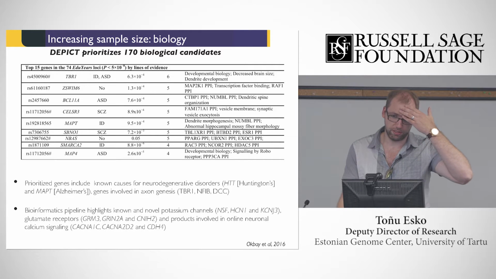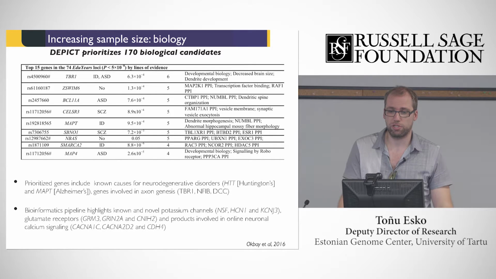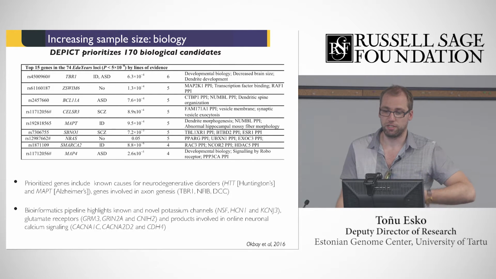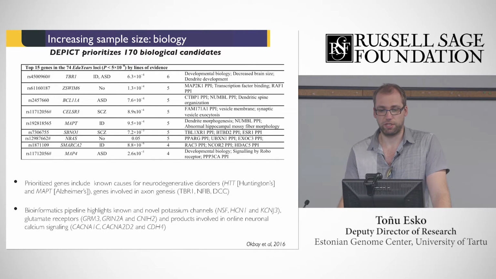This is again a quick snapshot of our Nature paper on educational attainment, where we try to summarize the top genes that we think are causal, and this is in a way a summary of all those different approaches we took. This is the loci and the gene, and whether it was identified in intellectual disability or autism or schizophrenia.